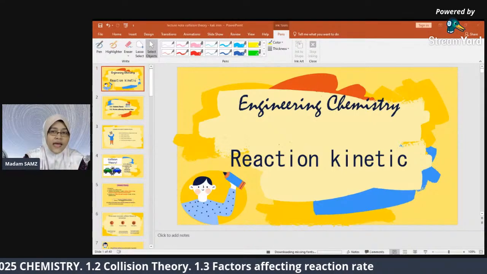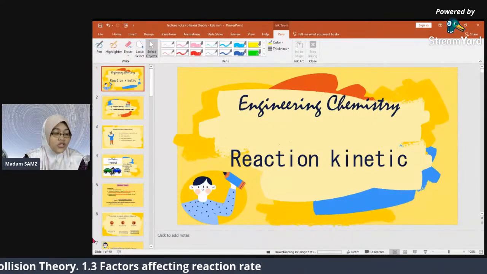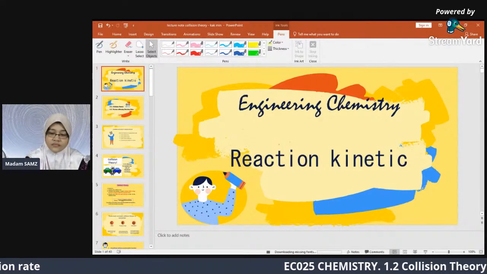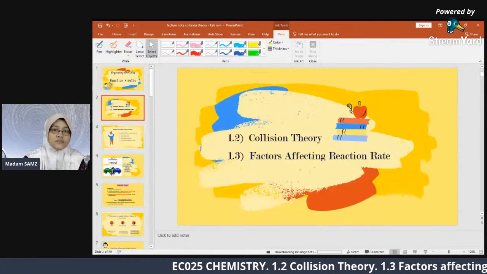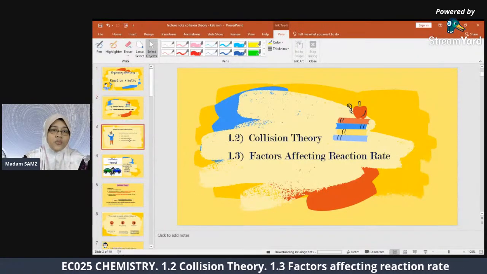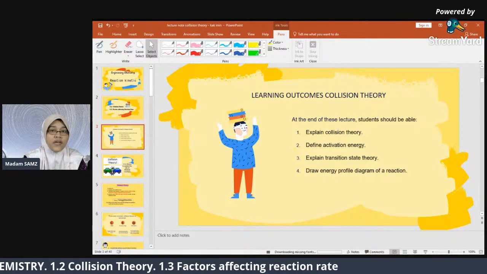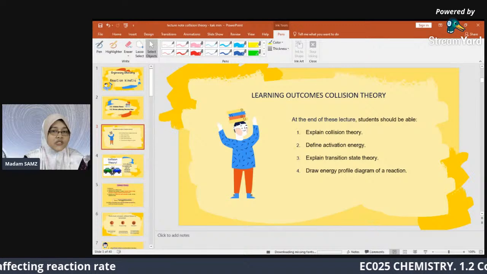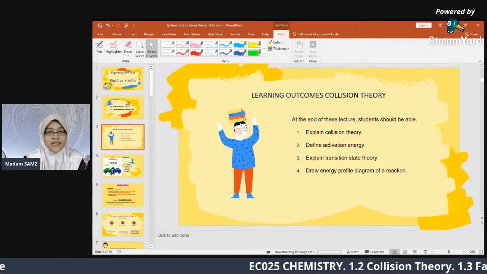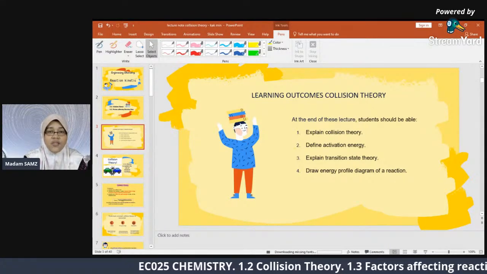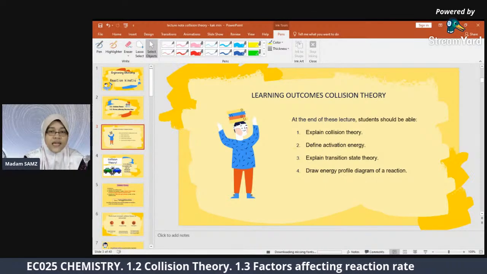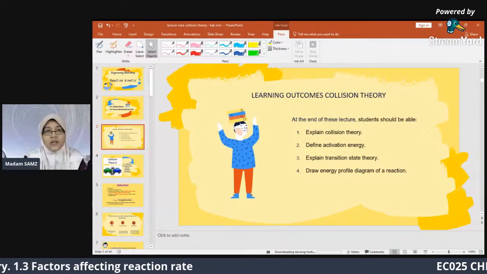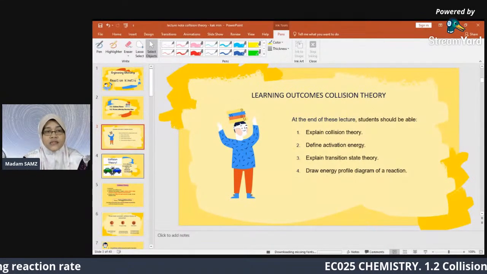So today we will have a lecture on the topic collision theory and factors affecting reaction rate. In this collision theory, there are a few subtopics that we will cover. The first one is explaining collision theory, and the second is defining activation energy. The third one is explaining transition state theory, and the last one is drawing the energy profile diagram of the reactions, for example in endothermic and exothermic processes.